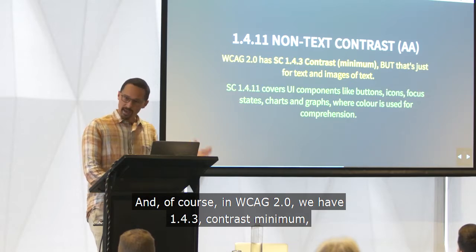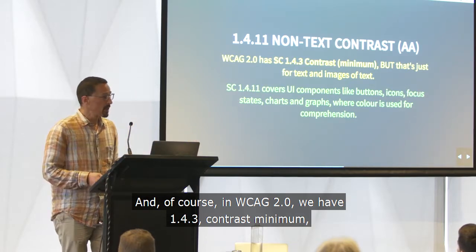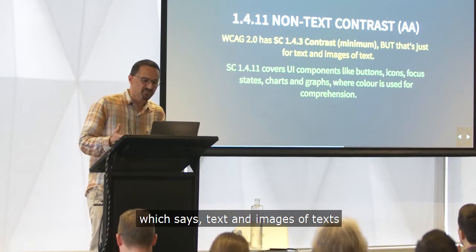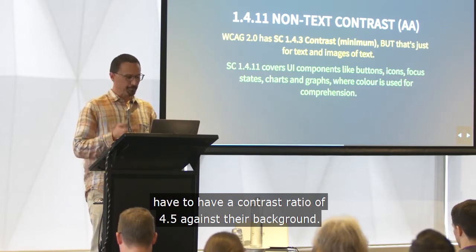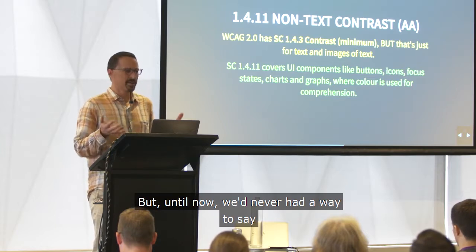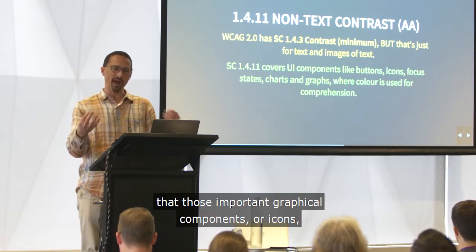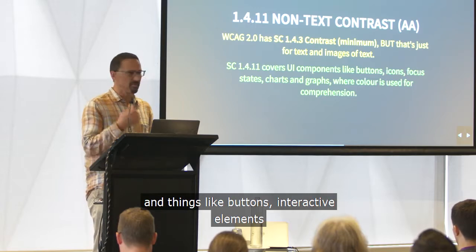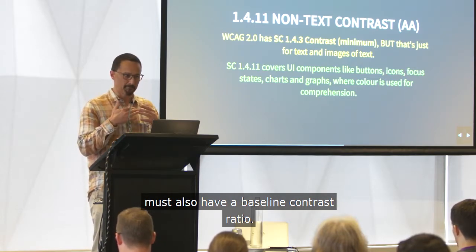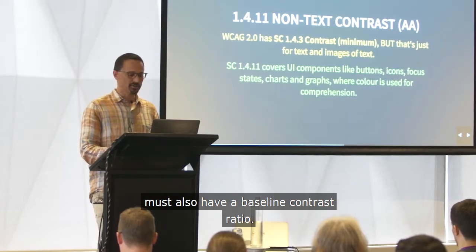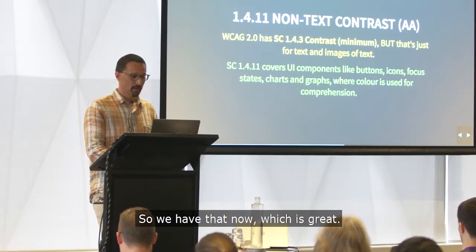And of course, in WCAG 2.0, we have 1.4.3, contrast minimum, which says text and images of text have to have a contrast ratio of 4.5:1 against their background. But until now, we'd never had a way to say that those important graphical components or icons and things like buttons, interactive elements, must also have a baseline contrast ratio. So we have that now, which is great.